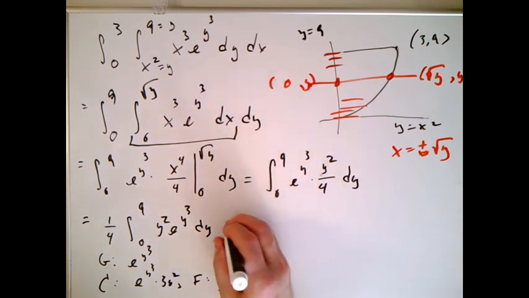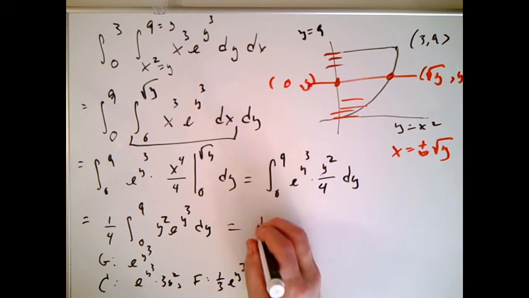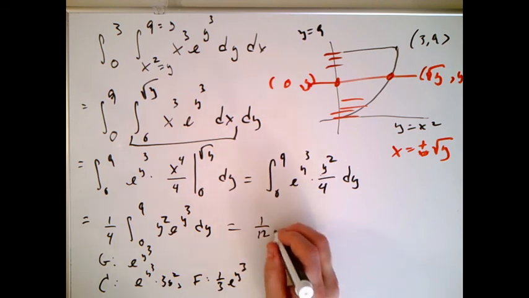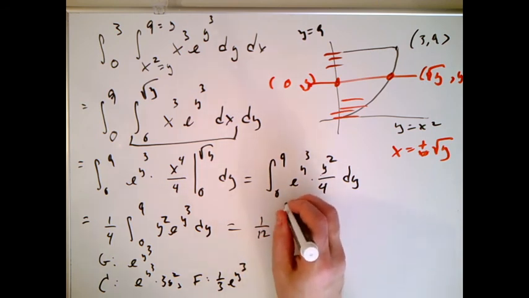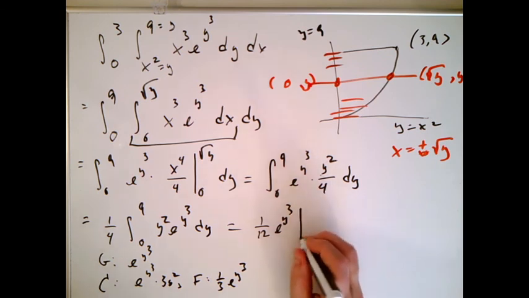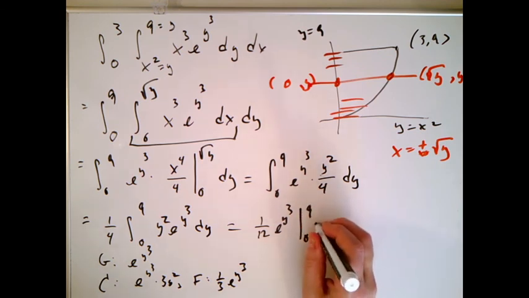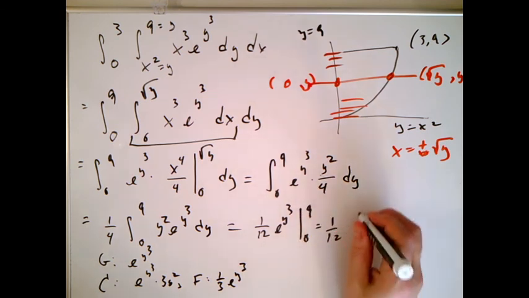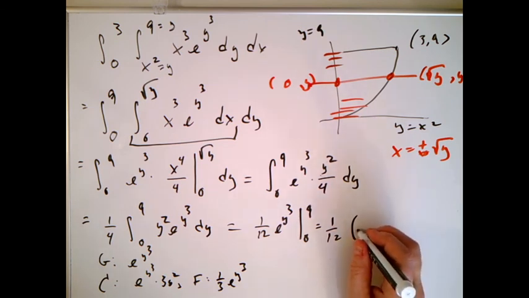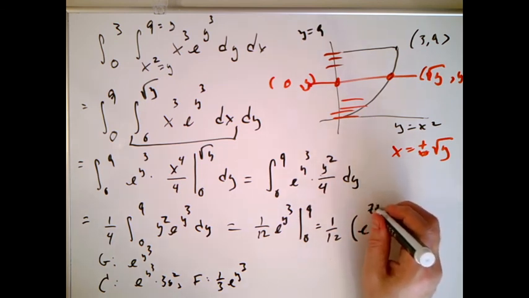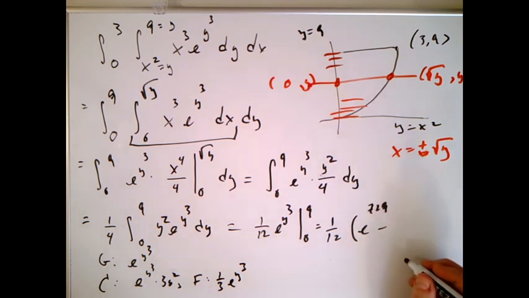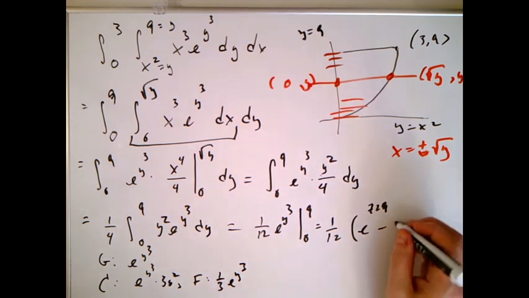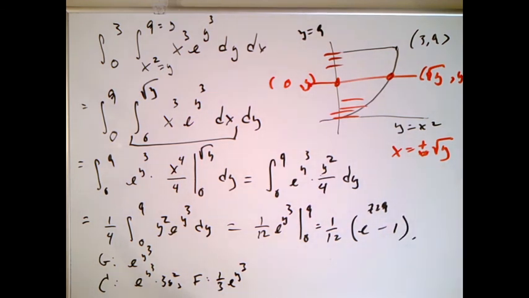So here we go. I'm going to pull out the 1/3, so I'm going to get 1/12 times e to the y cubed, like this. And I'm going to go from 0 to 9. So that's going to be 1/12. 9 cubed, I think, is 729. So I get e to the 729. When I plug in 0, I get e to the 0. That's 1. And we successfully completed this integral by reversing the order of integration.